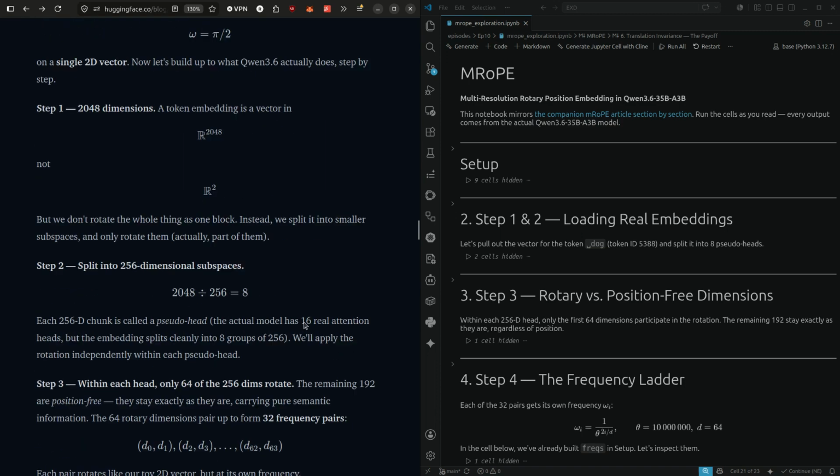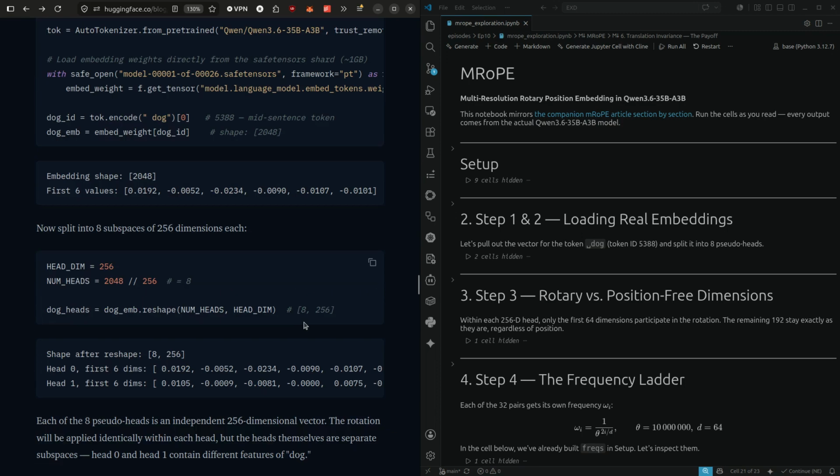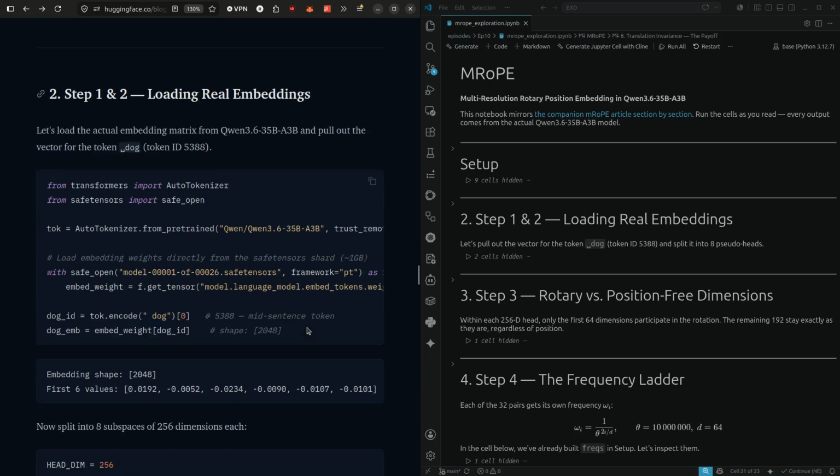Let's do this just to get a sense of all the things we talked about. Let's get pairs of tokens which should have the same relationship. Let us load their real embeddings, rotate them using our logic, and then show that it's translationally invariant. Okay, so we'll just skip over to the Jupyter notebook.